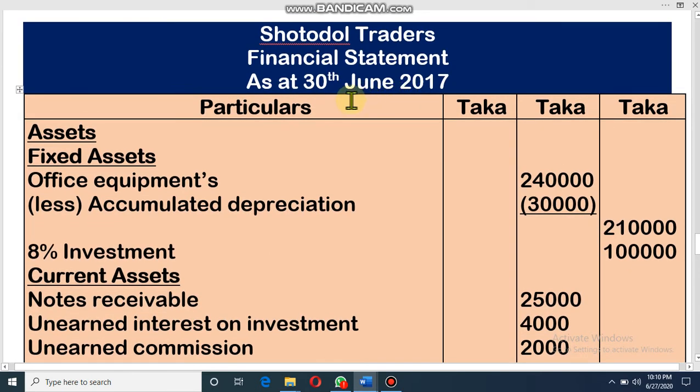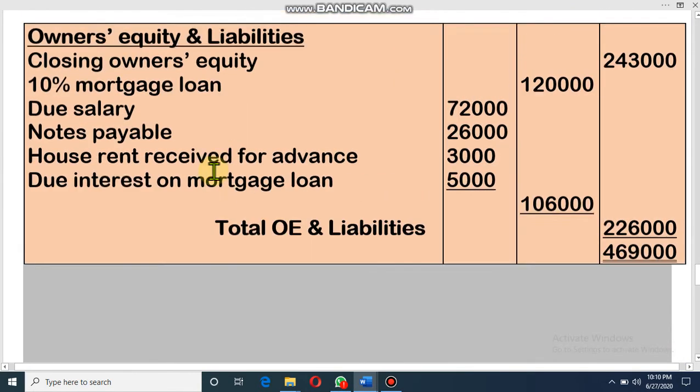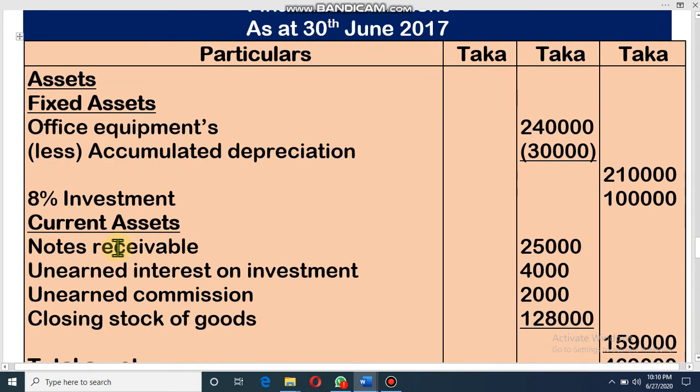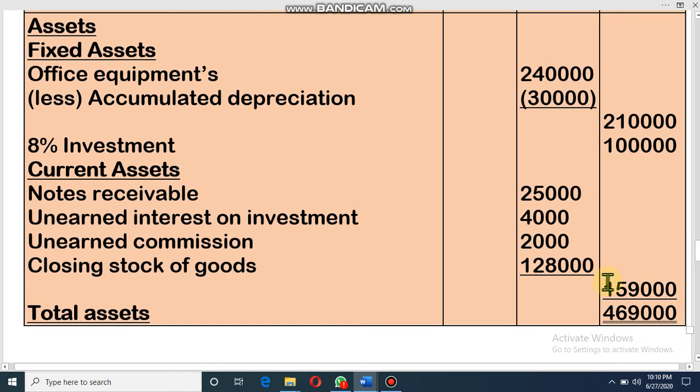Dear student, in the financial position, you know that we have to show the list of asset and liabilities and equities. So dear student, we have asset, office equipment, less accumulated depreciation, then it is our net office equipment. Then 8% investment, you have seen earlier 1 lakh taka. This is also our another asset. Then current asset, we have note receivable, we have unearned interest on investment. We have calculated, we show calculation earlier. Unearned commission and closing stock, all of are your asset. So this is our total asset 4,69,000. I hope all of you understand.